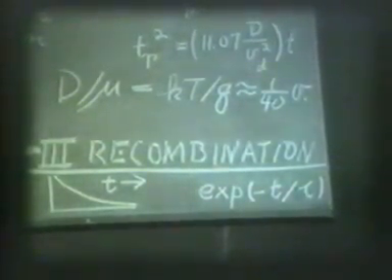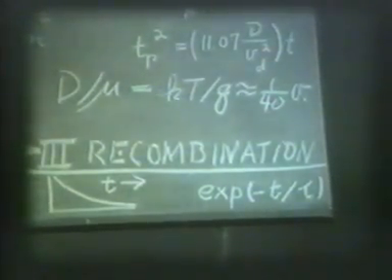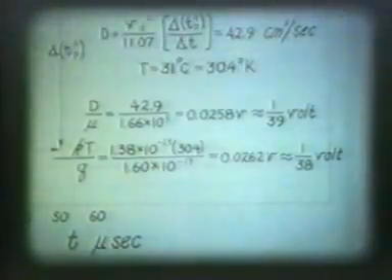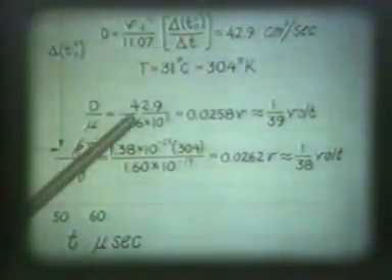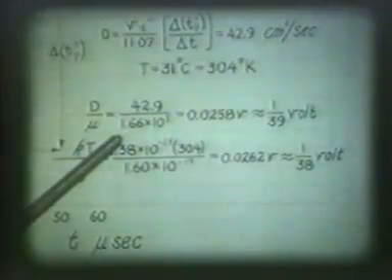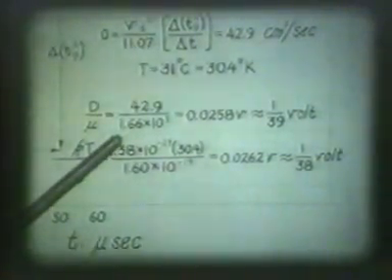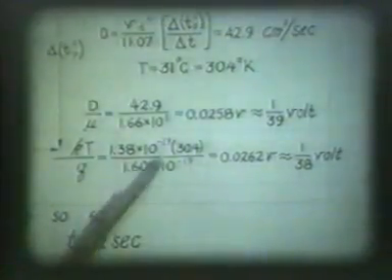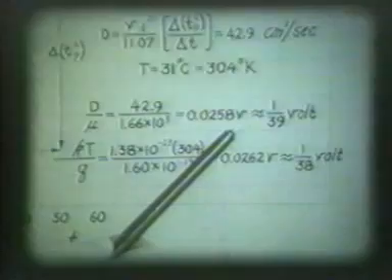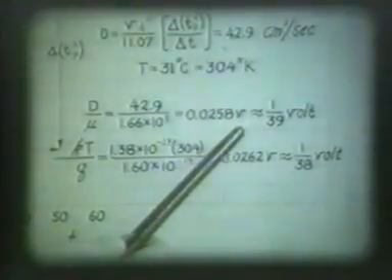The convenient value to remember for it, near room temperature, is 1/40th volt. This value of the diffusion constant, divided by our mobility value of 1.66 times 10 to the third centimeters squared per volt second, is equal to 0.0258 volts, which is consistent with theory.